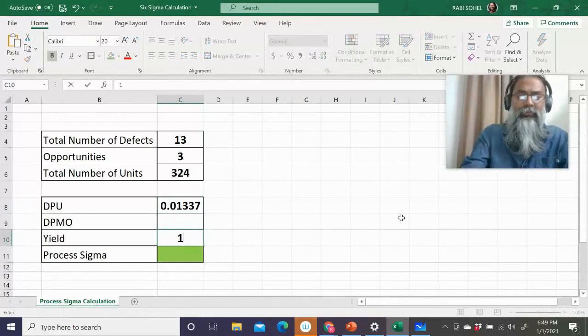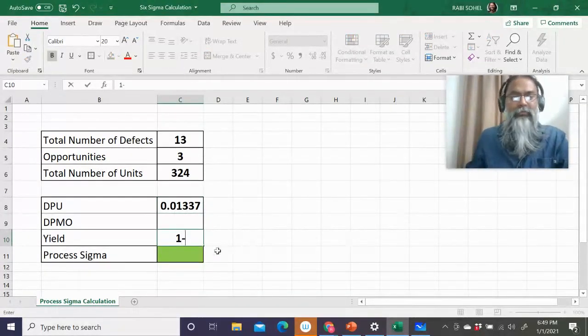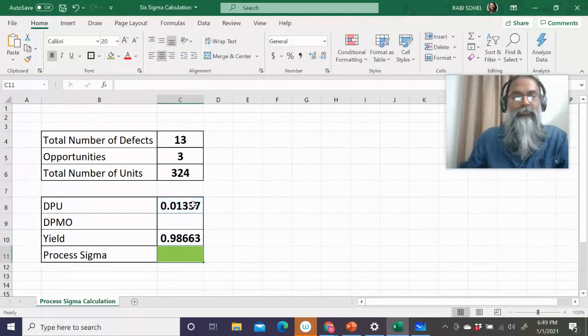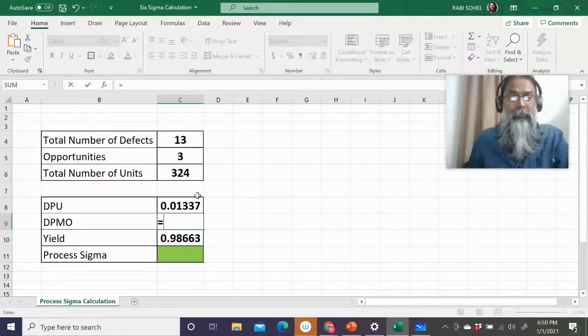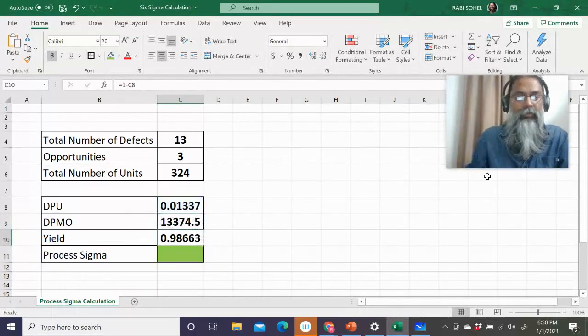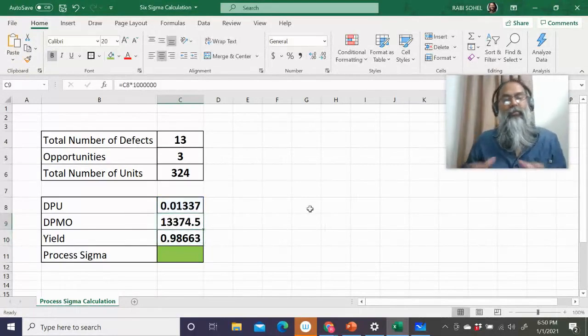Now, what is the yield? We can just calculate the yield directly here. It's one minus DPU, right? So this is the yield, and that's exactly the result we had gotten there too. And then what would be the DPMO? DPMO is nothing but this number multiplied by 1 million. So do it. And look at this. This is the DPMO, exactly the same result that we had seen when we solved the problem manually.